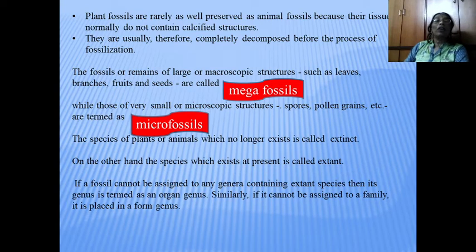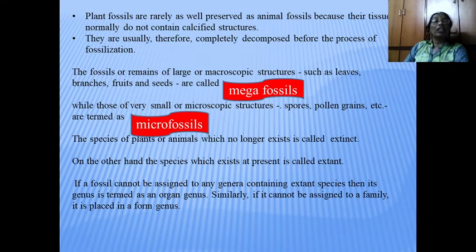The fossils or remains of large or macroscopic structures such as leaves, branches, fruits and seeds are called megafossils, while those of very small or microscopic structures, that is spores, pollen grains, etc., are termed microfossils. The species of a plant or animal which no longer exists is called extinct. On the other hand, a species which exists at present is called extant.